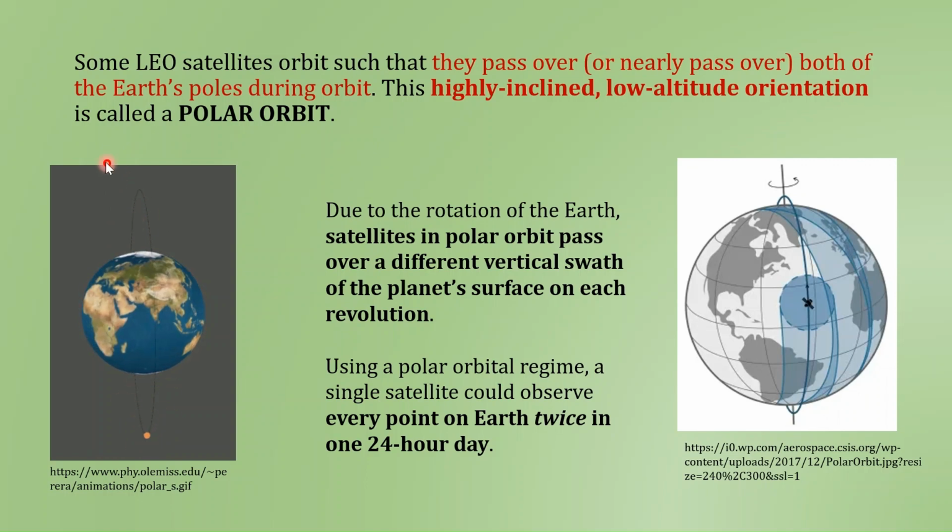So here in this diagram we can see the highly inclined low altitude orientation in which the satellite is passing over both the poles, north and south pole. So this particular orbit is referred to as the polar orbit. Satellites in polar orbit pass over a completely different area on the planet because of the rotation of the Earth. And using a polar orbit, a single satellite would observe every point on Earth twice in 24 hours.